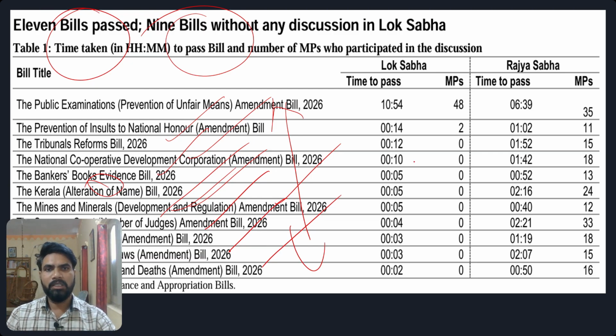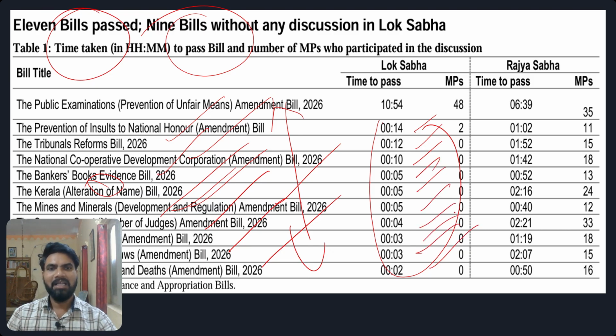You see the time that is allocated for this: 14 minutes, 12 minutes, 10 minutes, 5 minutes, 5 minutes, 5 minutes, 4 minutes, 3 minutes, 3 minutes, 2 minutes. This is the time allocated for passing the bills, literally. And you see the number of MPs who participated in the discussion in Lok Sabha.